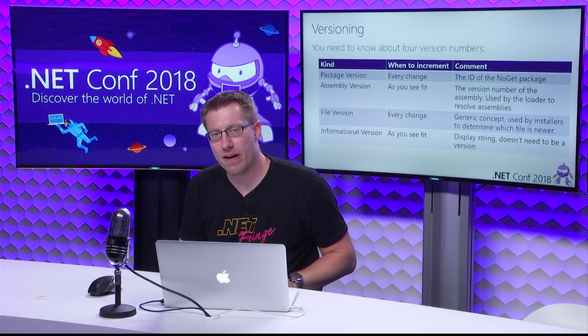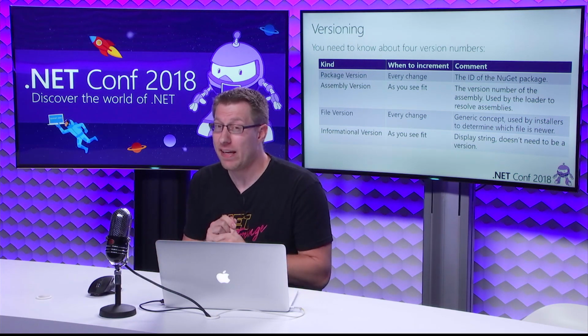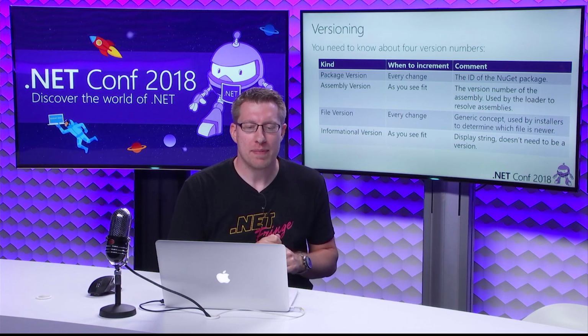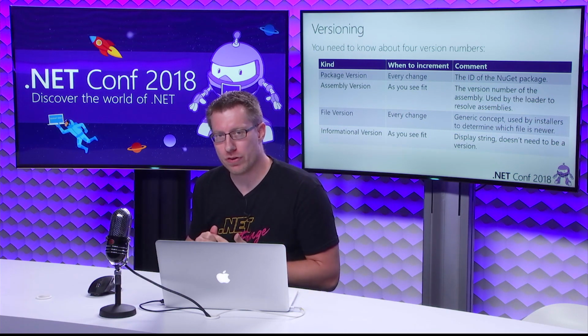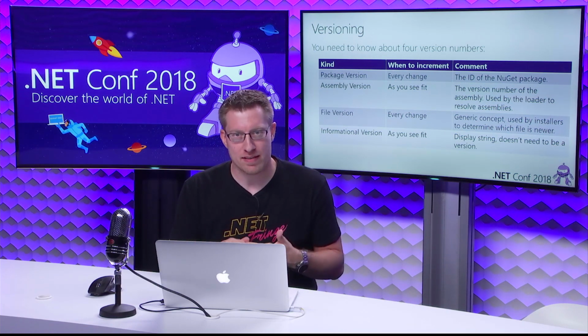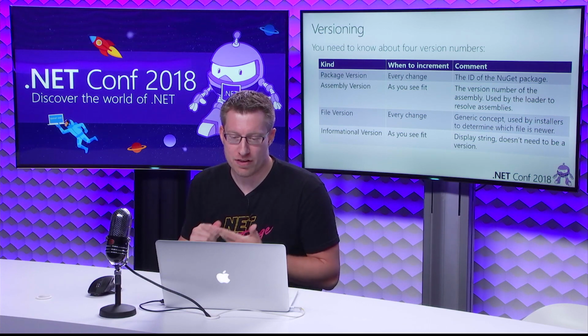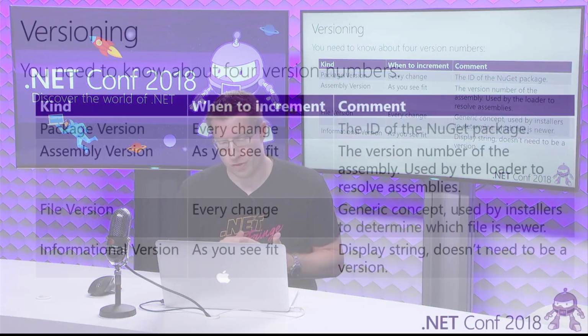Versioning. So versioning is this thing that people always are confused about as well. There are effectively 4 version numbers that you should be aware of as a library author. There's the package version, which is the version of your NuGet package. There's the assembly version, which is the version number of the DLL itself that .NET sees. There's the file version, and then there's the informational version.